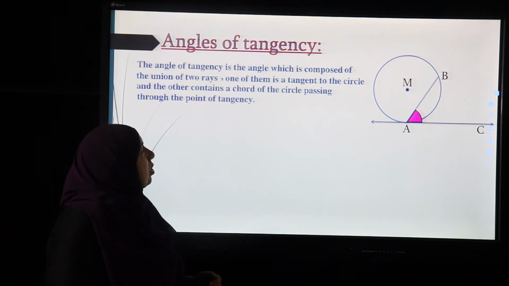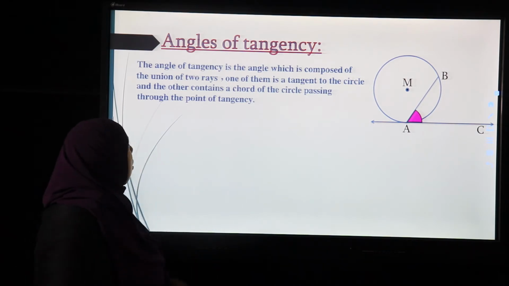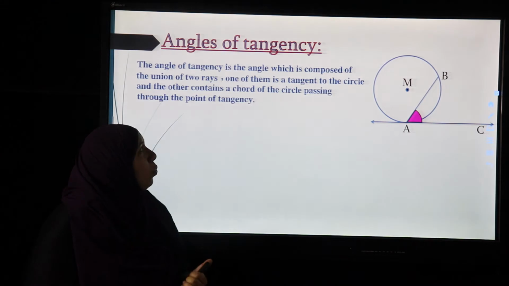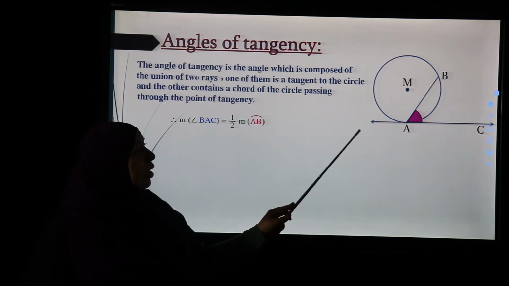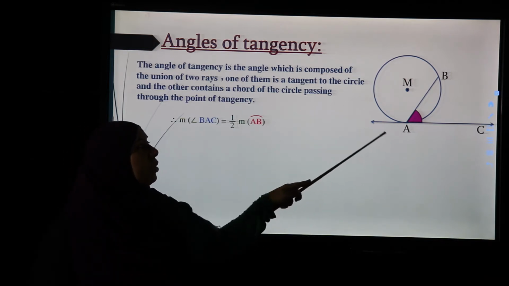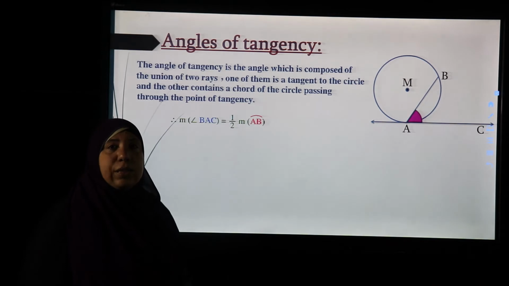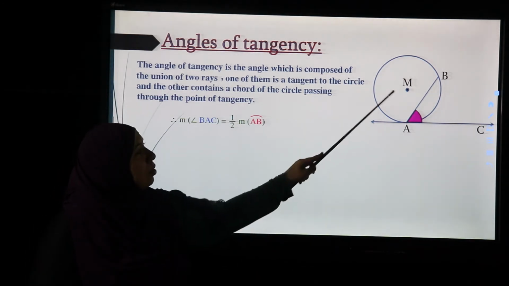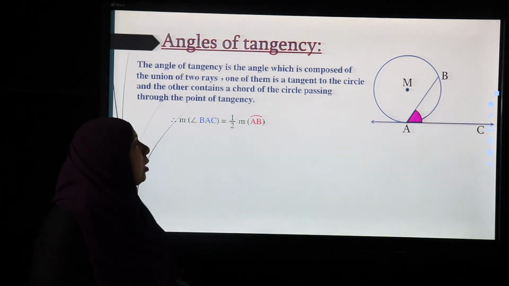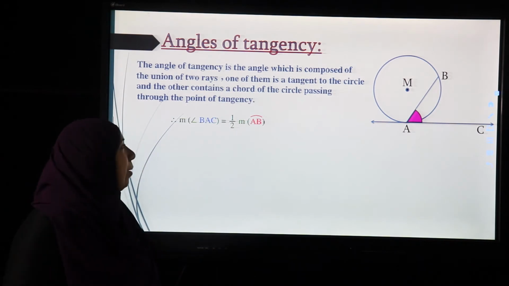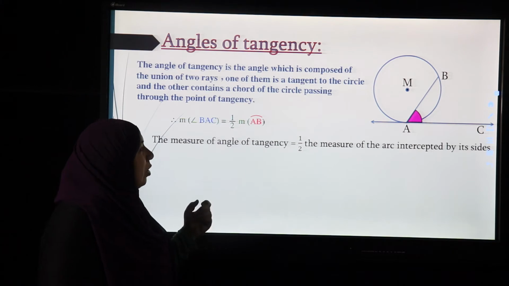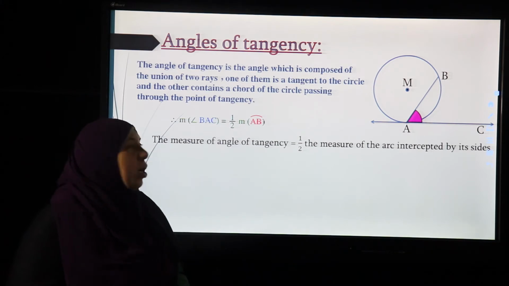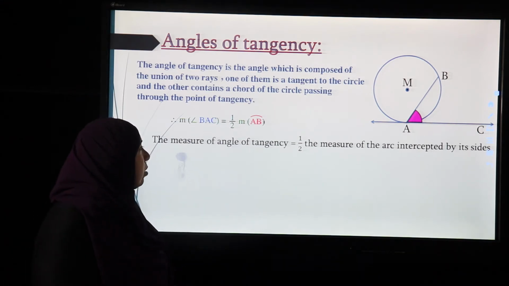So the angle of tangency here is the angle which is composed of the union of two rays. One of them is tangent and the other contains a chord. This angle equals half the measure of the arc contained by this chord. The chord AB makes arc AB. This angle equals half the arc AB. So the measure of the angle of tangency equals half the measure of the arc intercepted by its side.